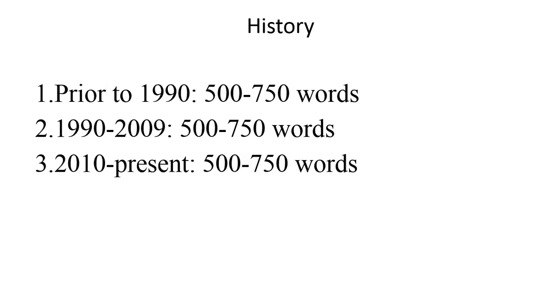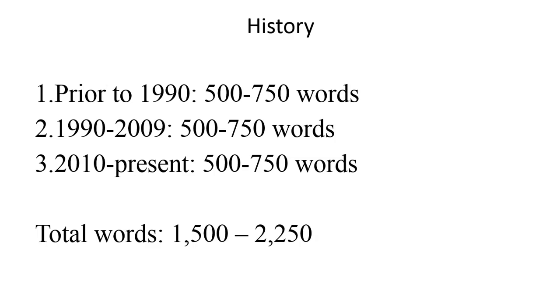So in 500 to 750 words for each section. So all total, that's 1,500 to 2,250 words. So explain the background information related to your topic prior to 1990. What do you want people to know about your topic prior to 1990? Then what happened between 1990 and 2009? Then what has happened in the last 9 years? You are providing background information that helps the reader who doesn't know anything about your topic understand what is relevant.